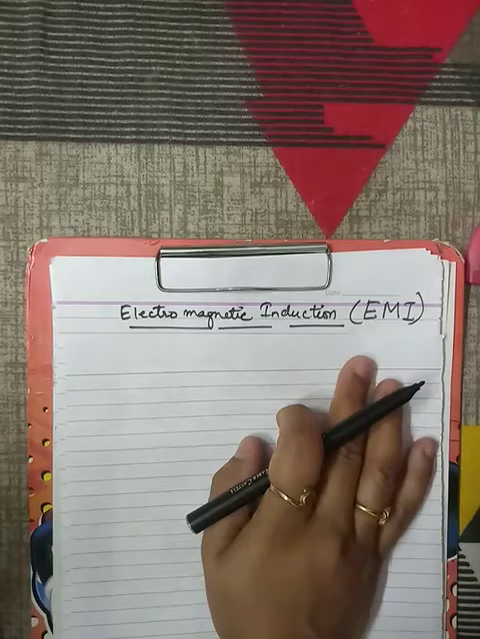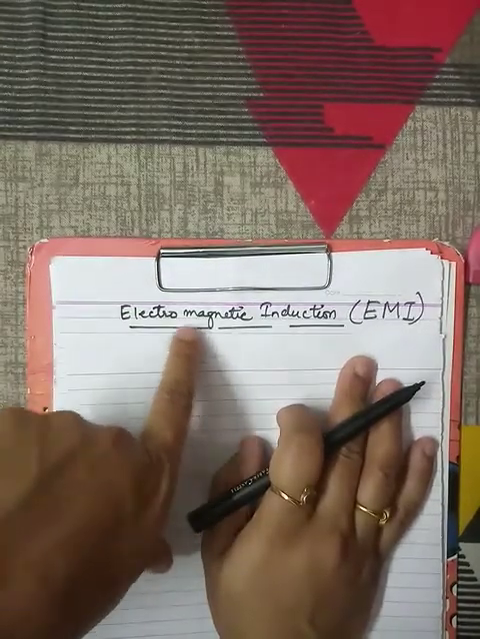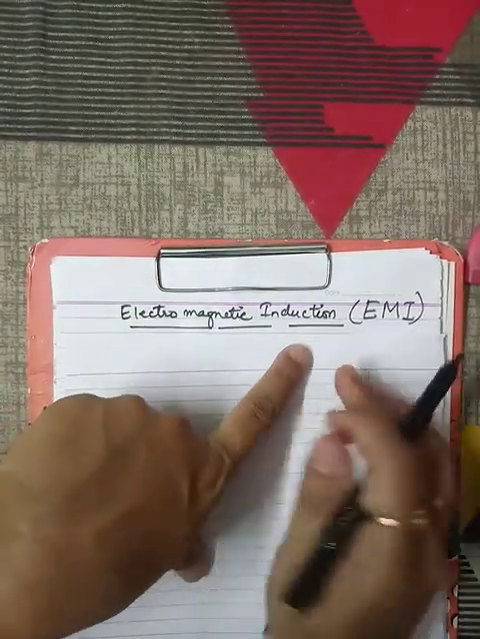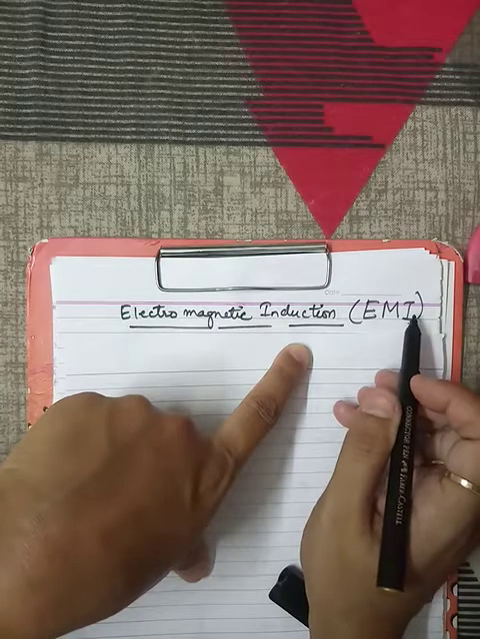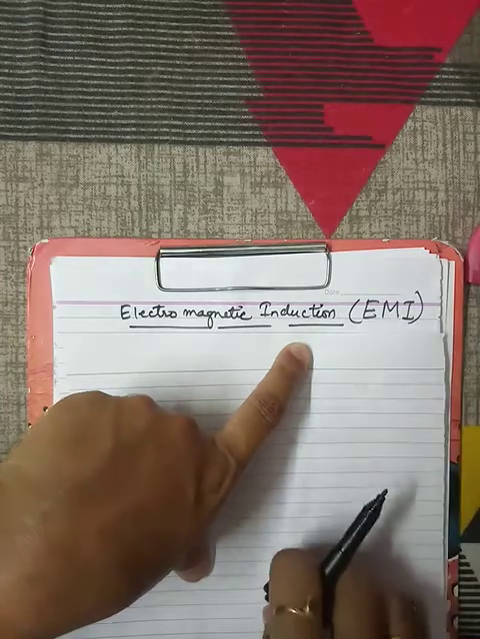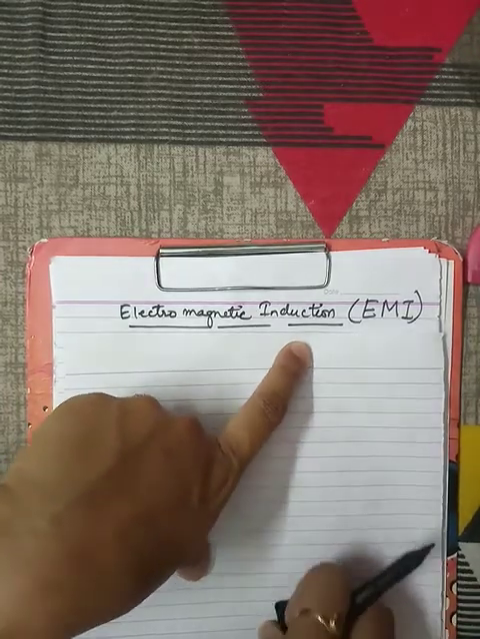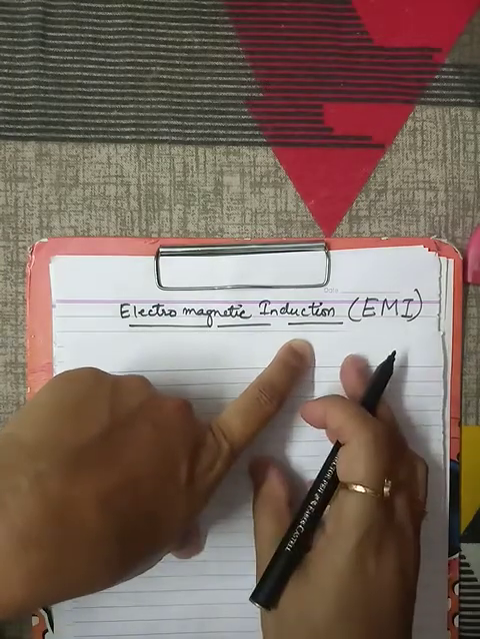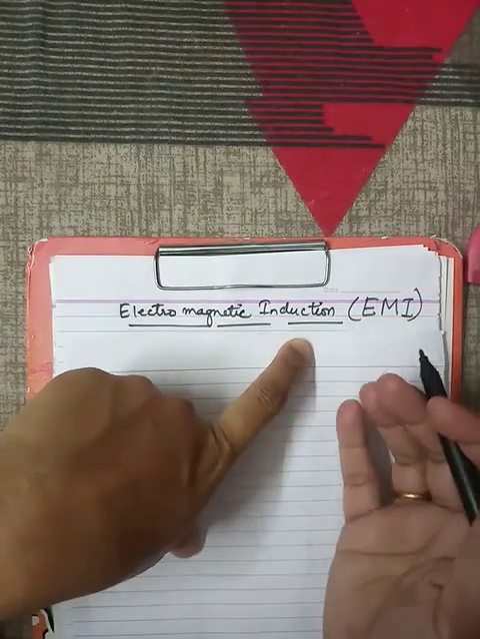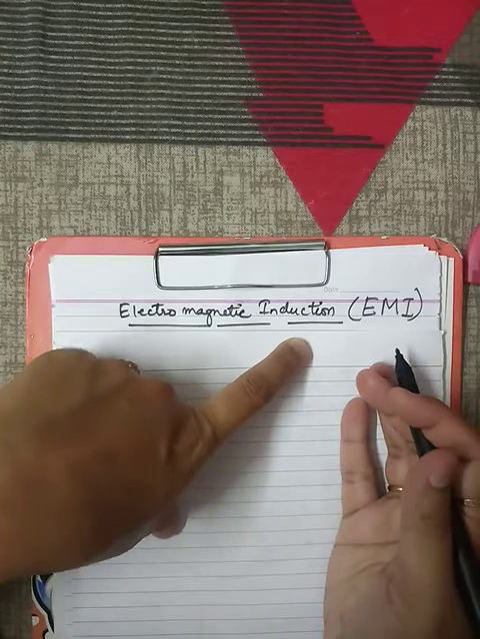Hello students, our next topic of discussion is electromagnetic induction. It is also known as EMI in short. Okay, so till now we have discussed that electric current can produce a magnetic field.